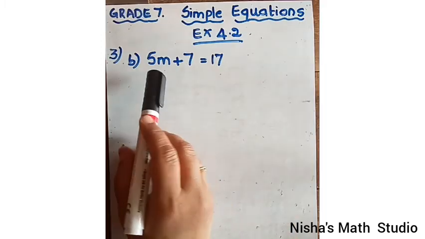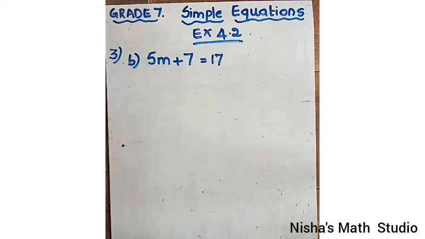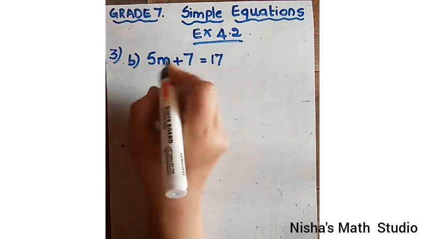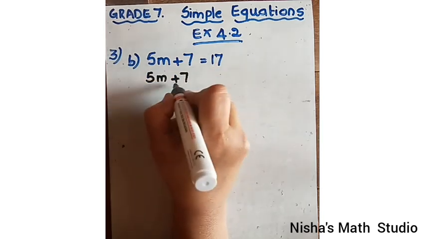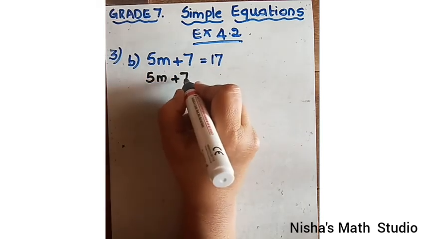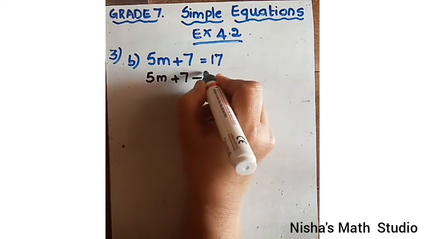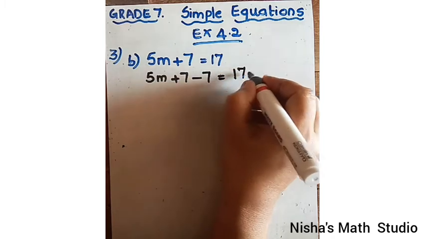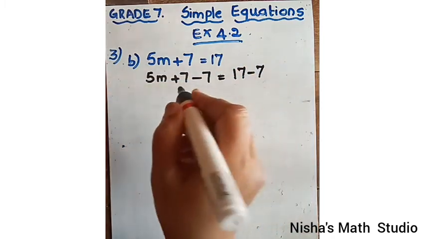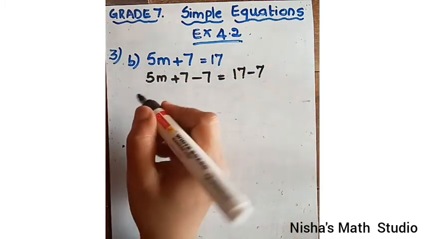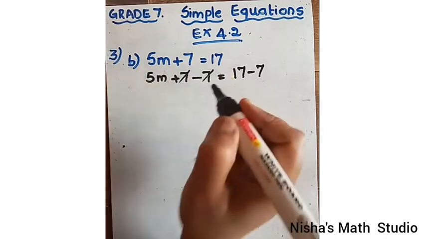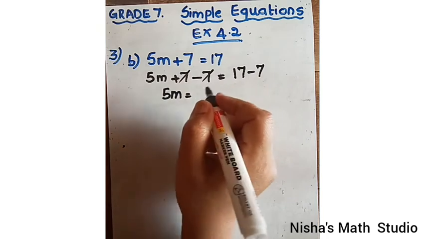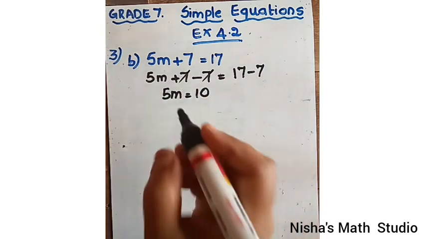Second one, 5m plus 7 is equal to 17. First step is trying to remove this 7. 5m plus 7. 7 is already there. In order to remove 7, I have to minus 7 from this side. So this side also 17 minus 7. Subtracting 7 from both the sides. 7 get cancelled. 5m is equal to 17 minus 7 will give you 10.